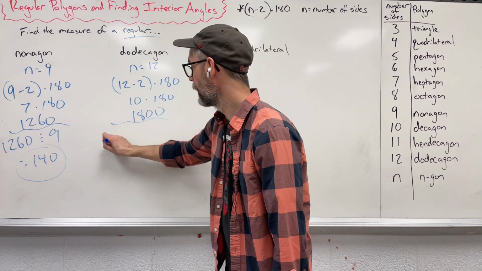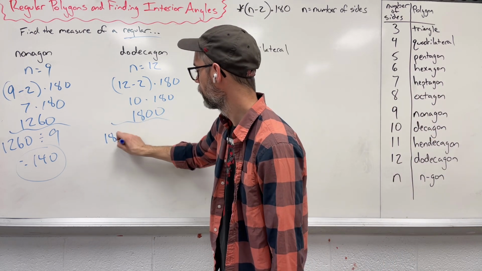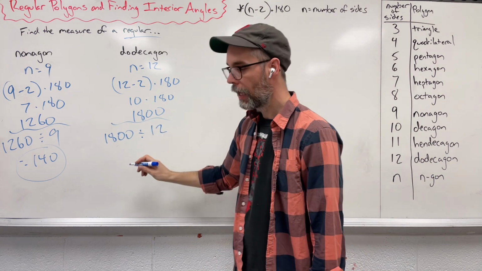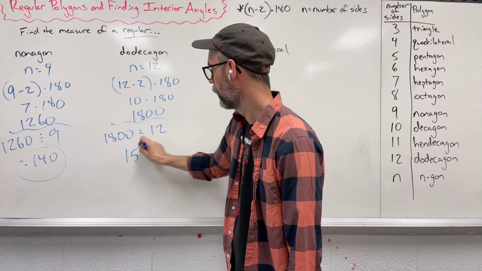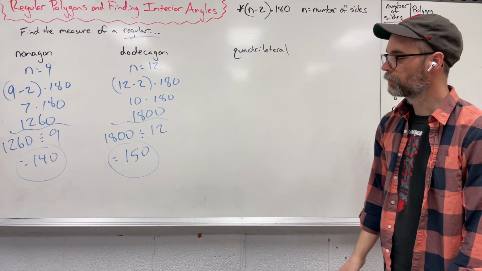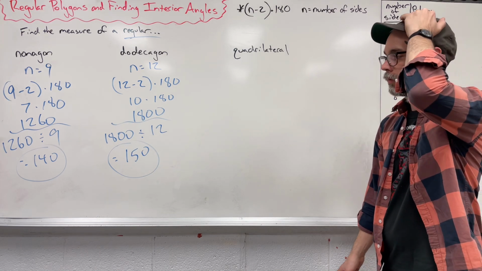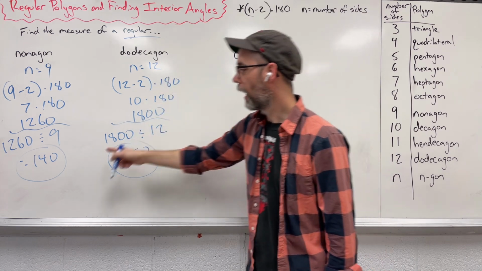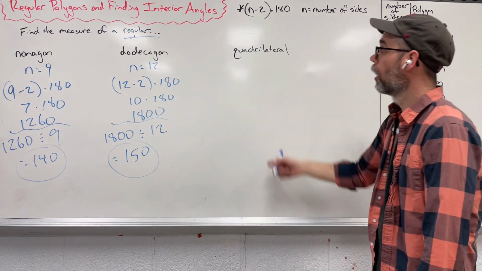I'm going to take that 1800, divide it by however many sides. We have 12, and we end up with 150. So it seems like as we get to more sides, our angles get larger.